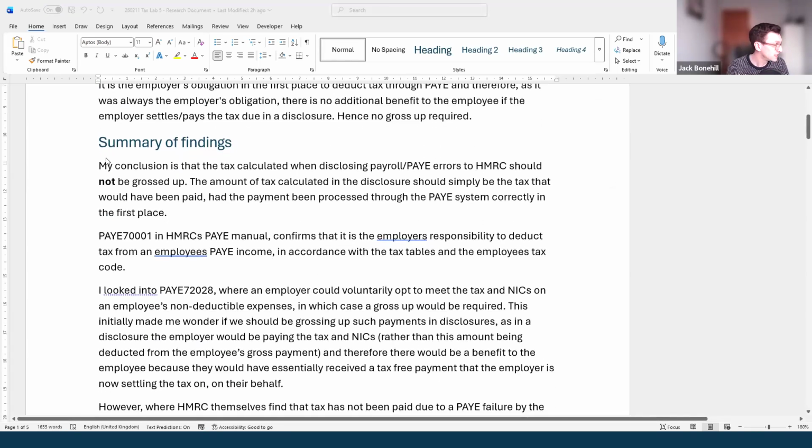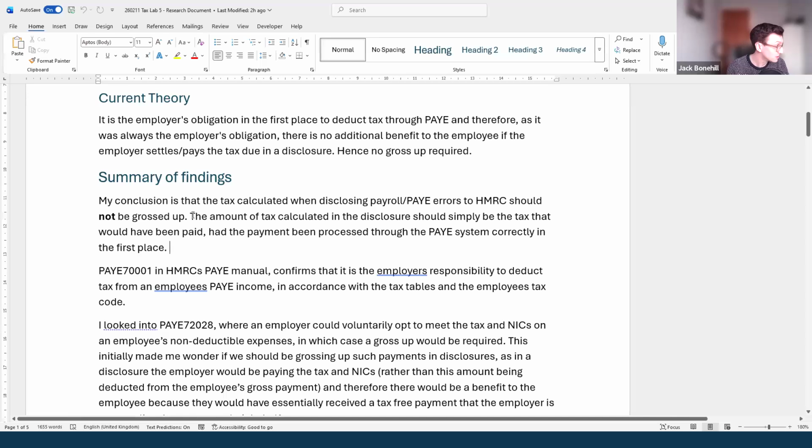So what they've said is that my conclusion is that the tax calculated when disclosing payroll slash pay as you earn errors to HMRC should not be grossed up. Okay, so they've concluded that it shouldn't be grossed up. So that is agreeing with the theory that they laid out. The amount of tax calculated in the disclosure should simply be the tax that would have been paid had the payment been processed through the pay-as-you-earn system correctly in the first place.